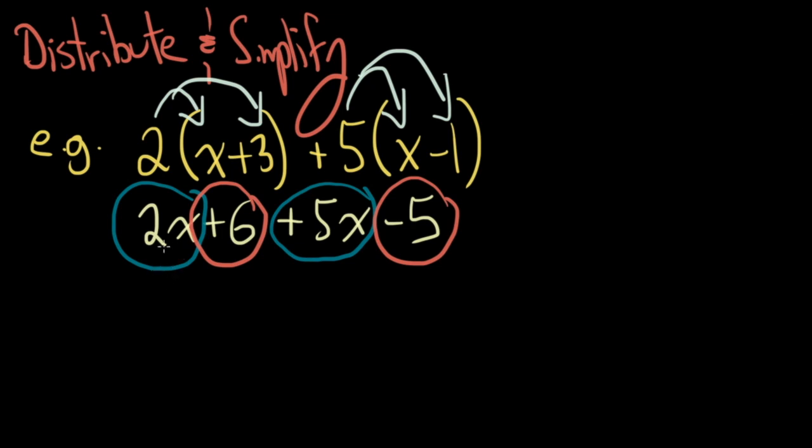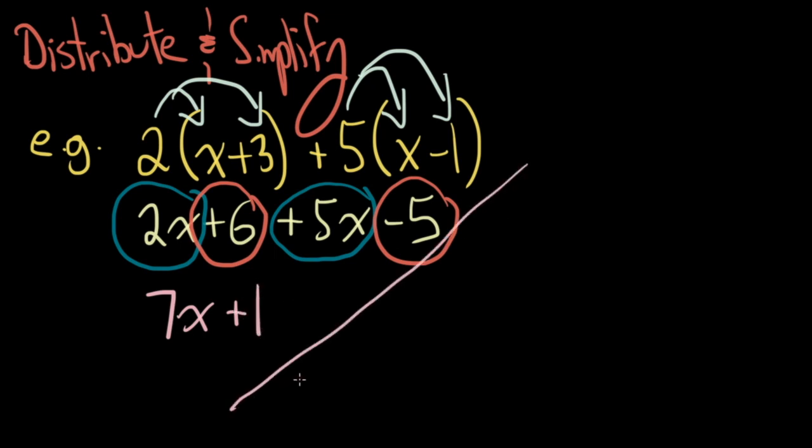So let's go and combine our 2x and our 5x, and that would give us 7x. And we have 6, take away 5, which just gives us positive 1. Boom. There you go. That is distributing and simplifying. Let's do another example to get us going.